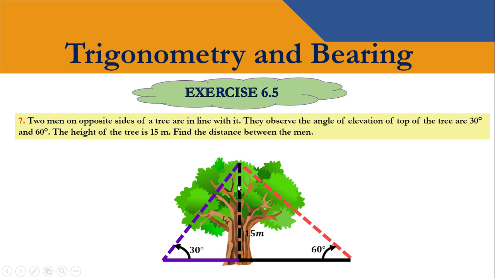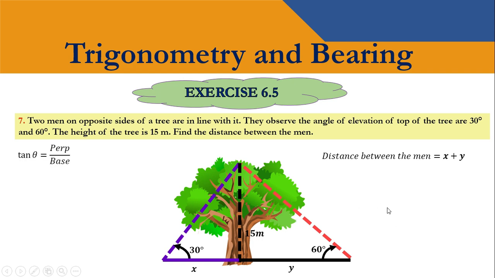So in this triangle there is a common perpendicular for both triangles, and we need to calculate two bases: the distance of the first man from the tree and the distance of the second man from the tree. Then we have to add these two distances together to calculate our answer. So suppose that the first man is at x distance from the tree and the second man is at y distance from the tree. So the distance between the men should be equal to x plus y.